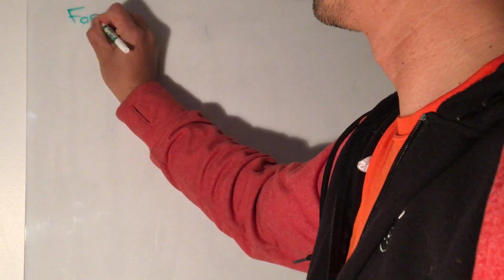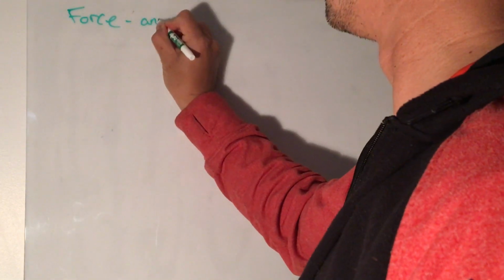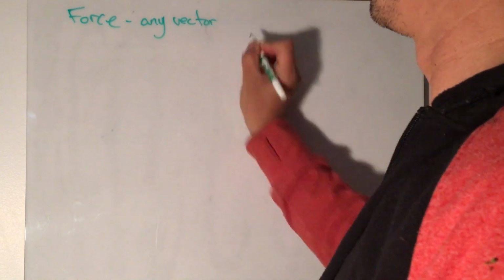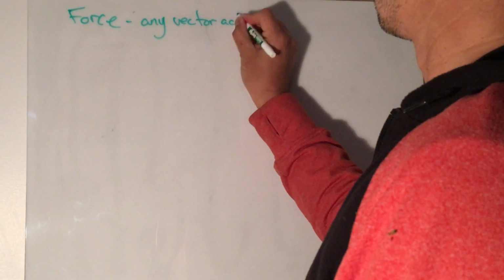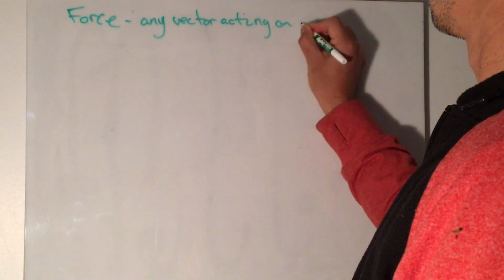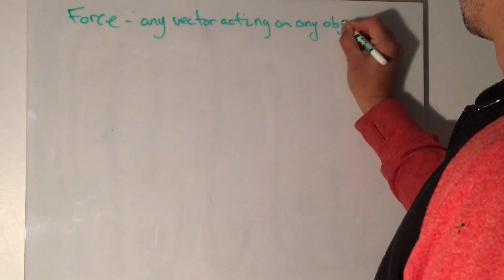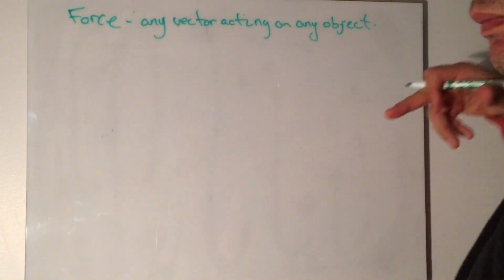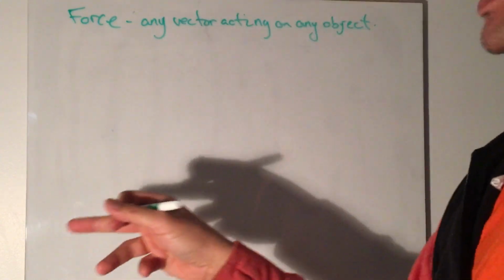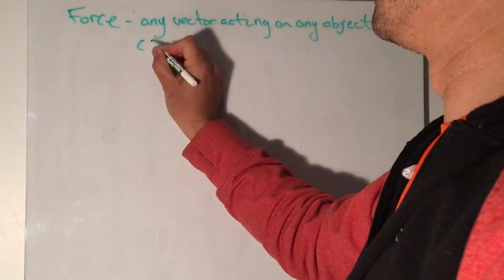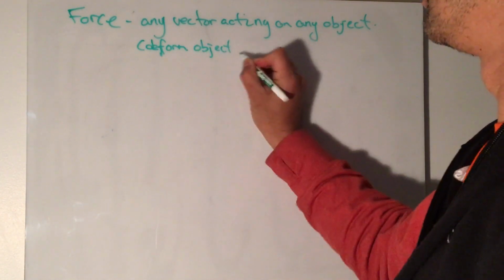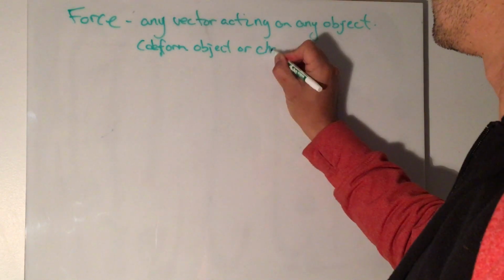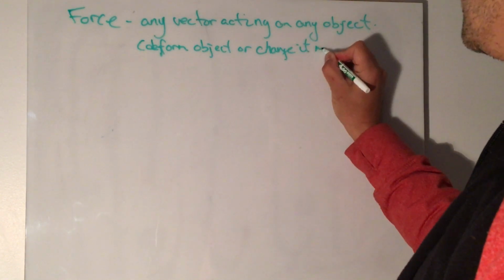So basically, a force is any vector that is acting. A force is any vector, which is directional, that is acting on any object. Now it has two consequences. It can deform the object, or it can change its movement.